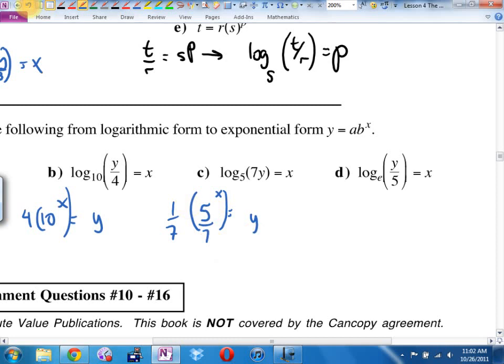D. E to the x equals y over 5. How would I get rid of the over 5? Multiply.